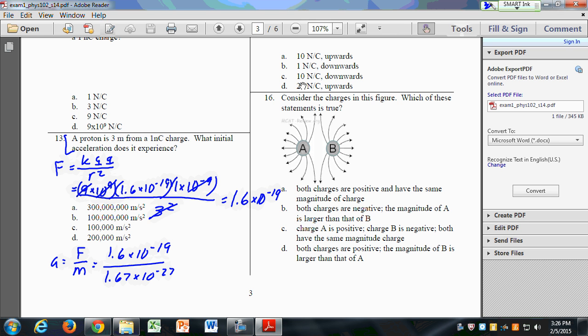If I take this 10 to the minus 27 up to the numerator, it becomes positive. So it's 10 to the minus 19 times 10 to the positive 27, which is 10 to the 8th, which is B. It's 10 to the 8th, right? Yeah, there are 8 zeros. So B is the answer.